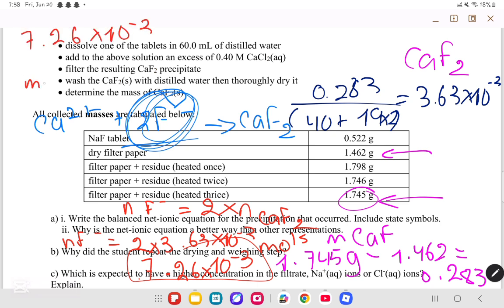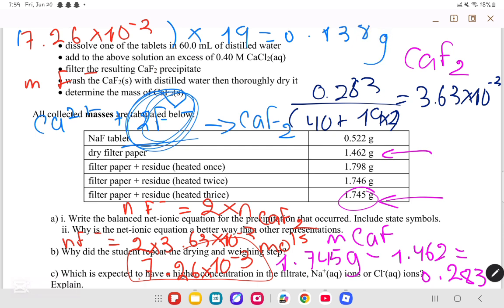How do you find the mass of F minus? Very simply, the mass of F minus is going to be the number of moles times the molar mass, which is 19. So you put it on the calculator and you get an answer of 0.138 grams. You're rounding it, of course.